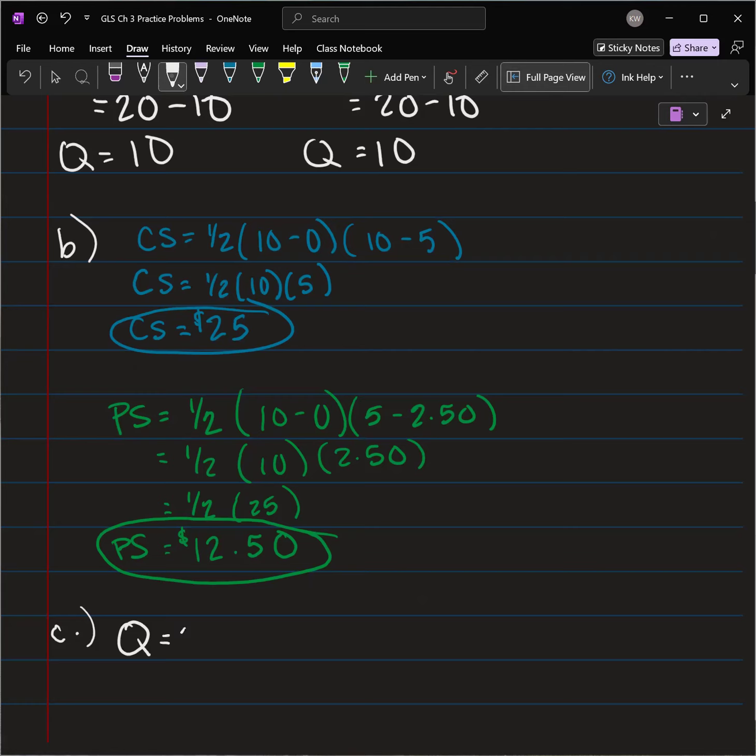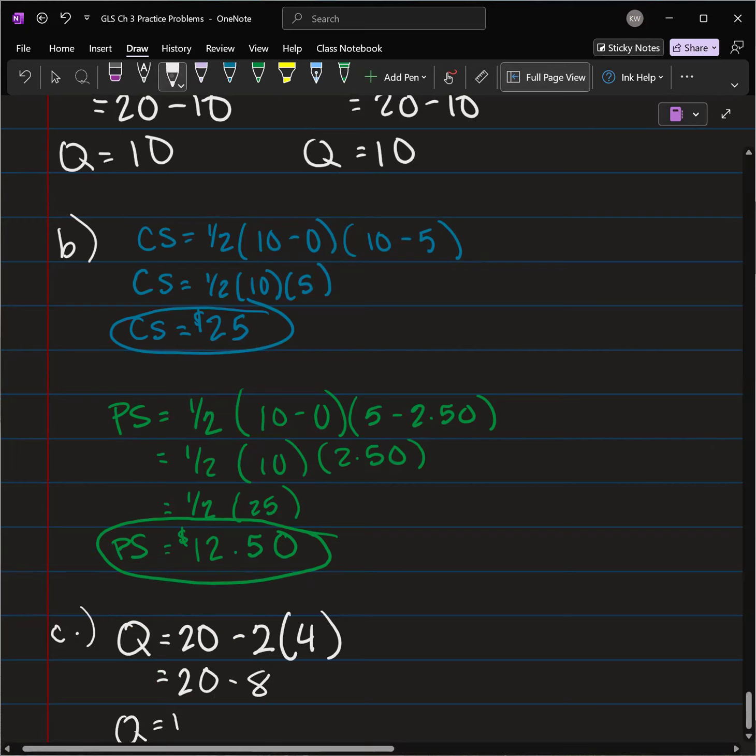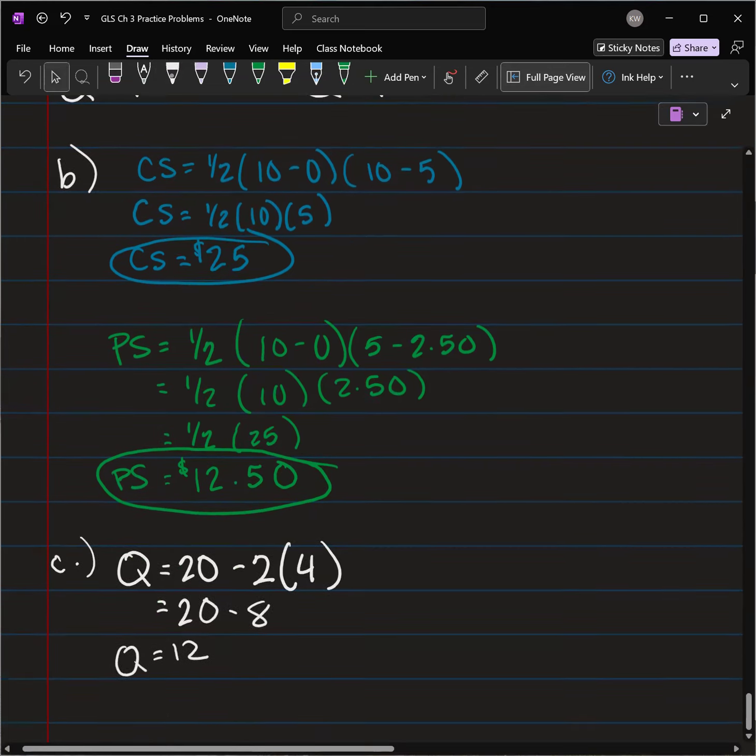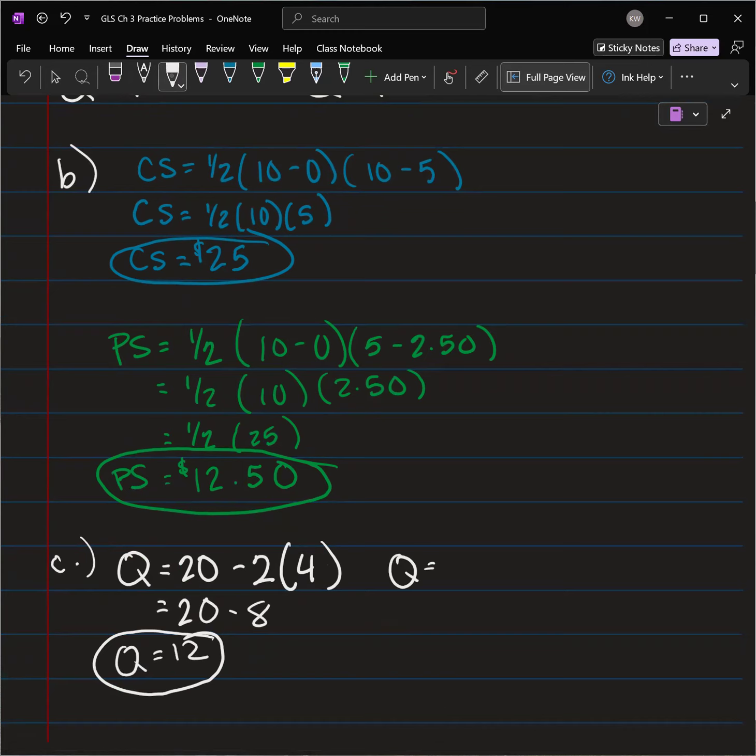So we'll have quantity demanded equal to 20 minus 2 times the price of $4. So 20 minus 8 is going to give us a quantity demanded of 12. For our quantity supplied, we're just going to substitute for price in the supply equation. We'll have quantity supplied equal to 4 times the price, which is 4 times 4, minus 10. So we'll have quantity supplied equal to 16 minus 10. So quantity supplied here is 6.